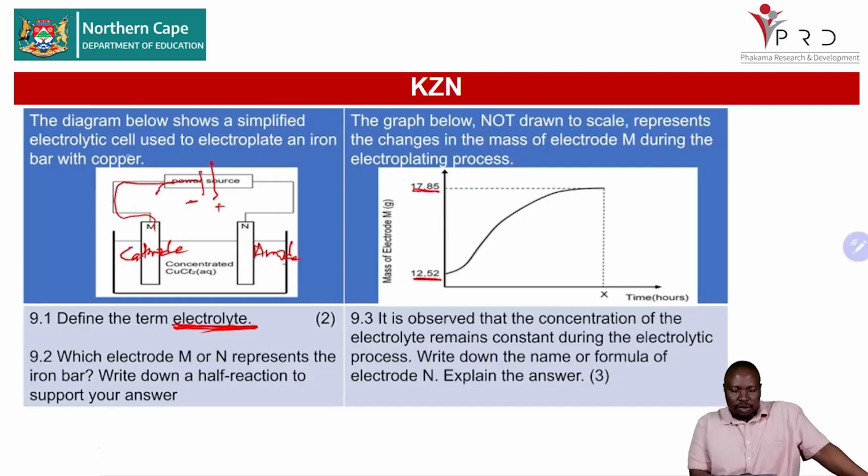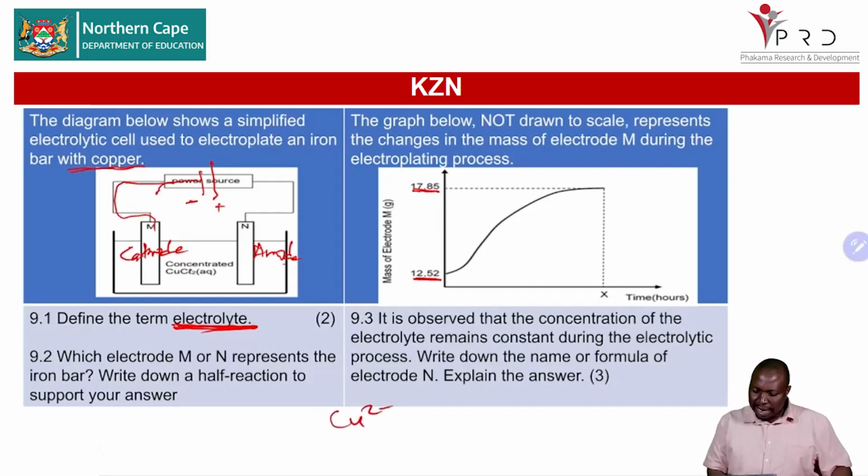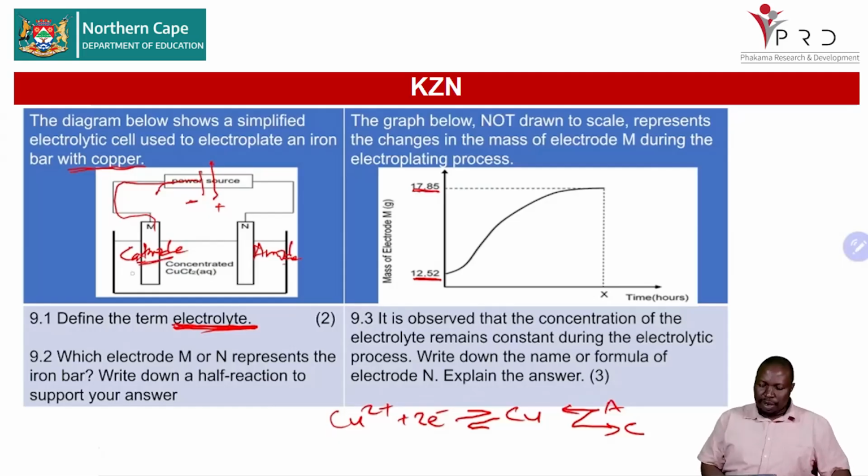They are saying an electrolytic cell used to electroplate an iron bar with, remember what I said, when they say with, all you have to do is to say the only reaction that is taking place here is Cu2+ plus 2 electrons, this is how it appears on the table, forming Cu. I said you write your Z and you say at the anode we go backward, at the cathode we go forward. So the first question was which electrode, M or N, represents the iron bar. The iron bar must be here at the cathode, which will be your M. Why? Because it's the one that is being electroplated with your copper, because it's increasing in mass.